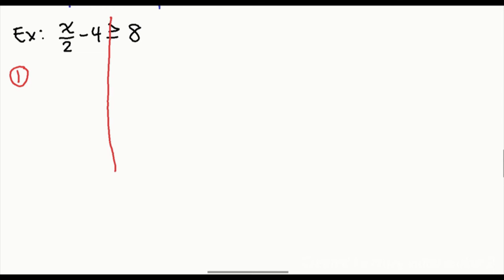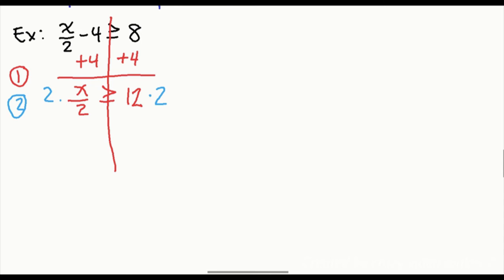Now we can ask ourselves our second question. Are we multiplying or dividing by a negative? Well, we're dividing here by positive 2, so our answer is no. And if we go back up to our flow chart, if we are not multiplying or dividing by a negative, our answer is no, then we can just leave it alone.